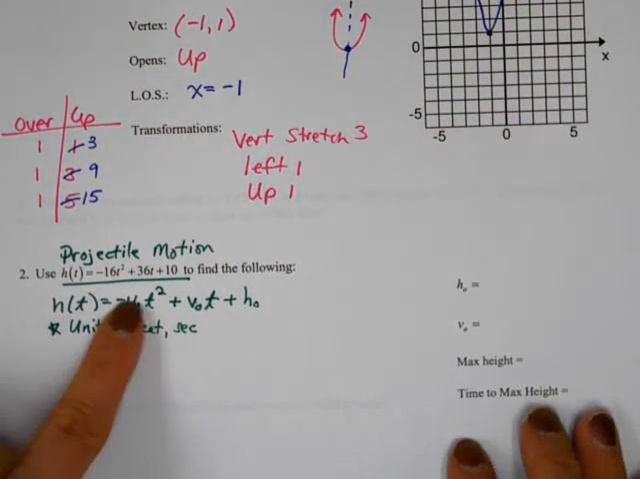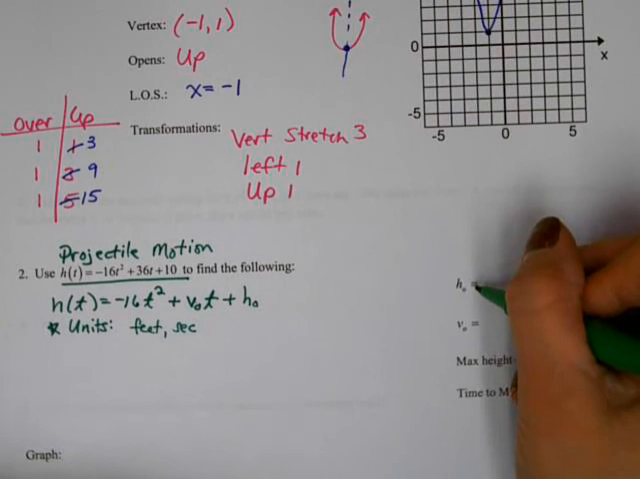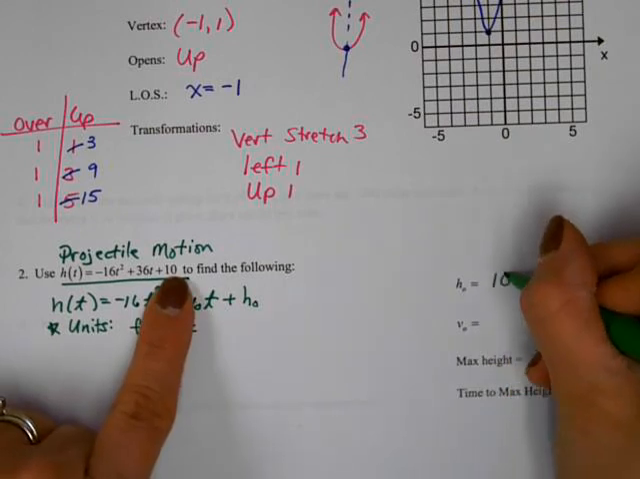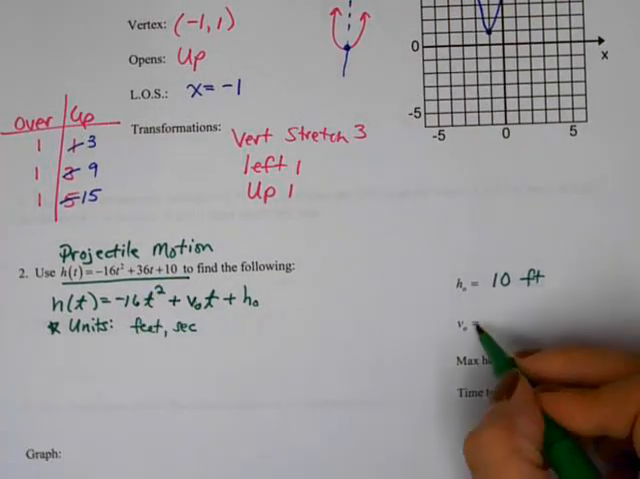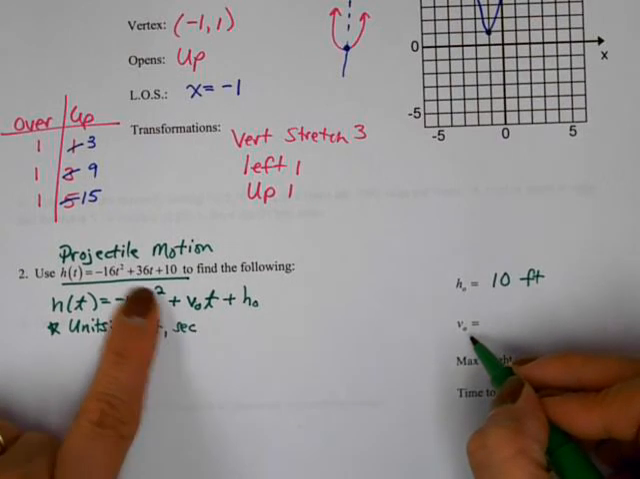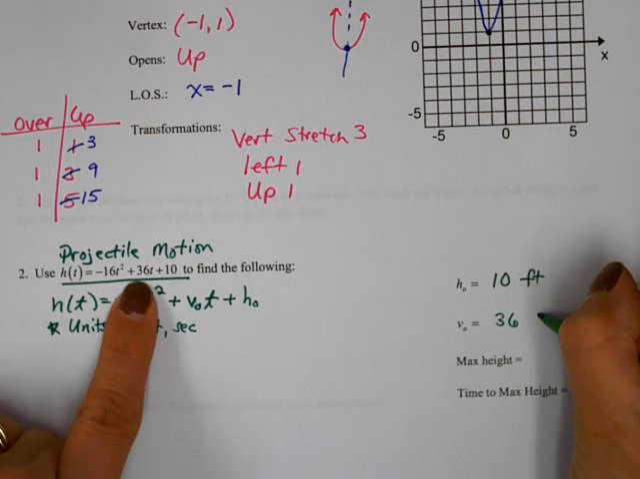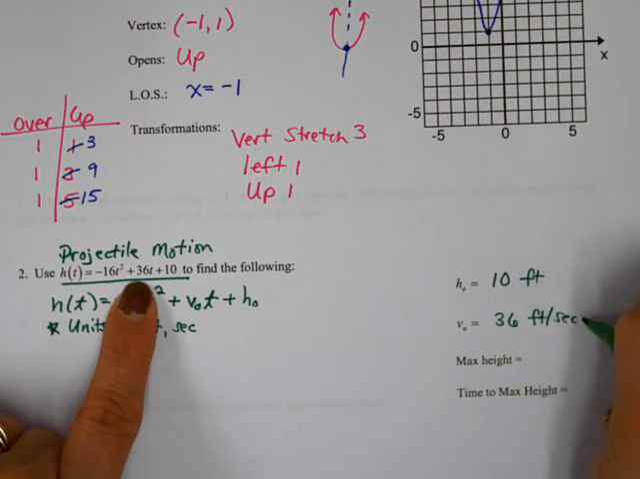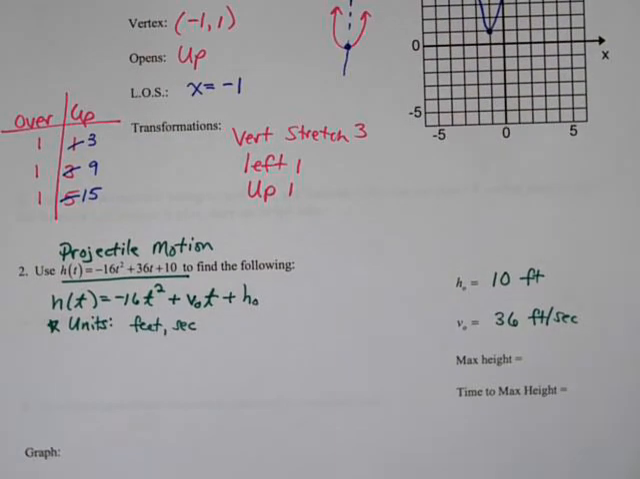So just looking at this equation, what's the initial height? It's going to be 10 feet. How about the initial velocity? The speed with which it was thrown up into the air, 36 feet per second. How do you find the max height?